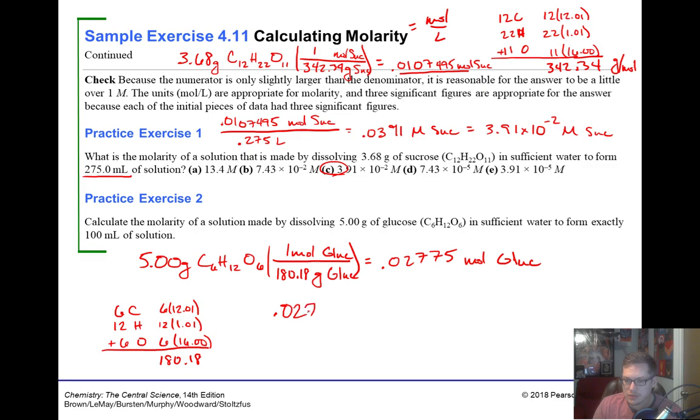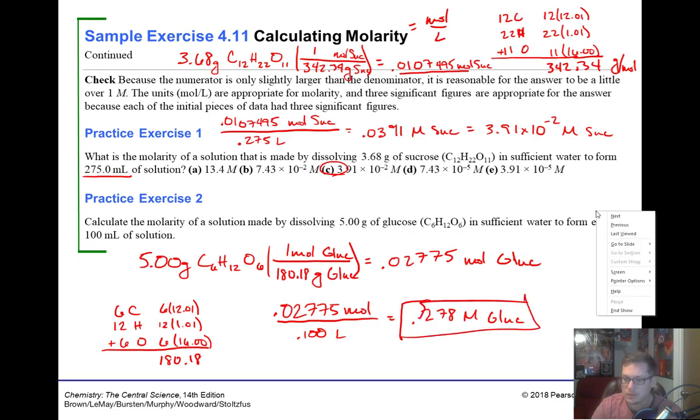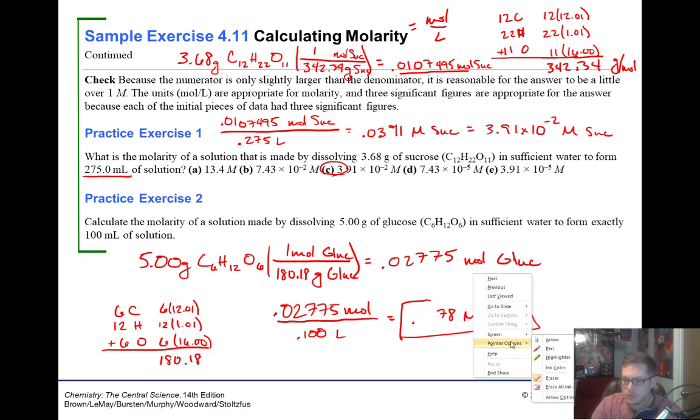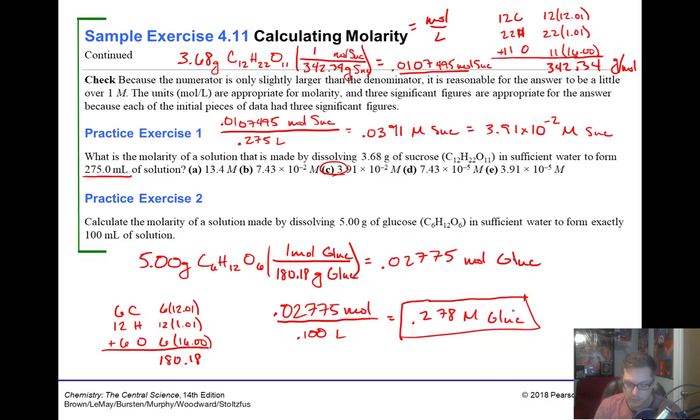Then we need the molarity, so we'll take our moles divided by our liters: 0.02775 moles divided by our liters. Now remember, it has to be in liters, and they gave it, so it'd be 0.100 liters. So we'll divide that by 0.1 and we get 0.278 molar glucose.